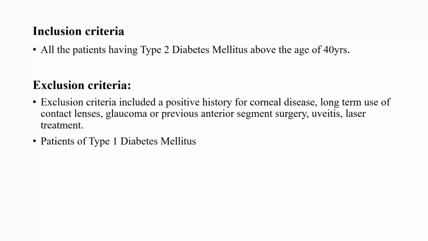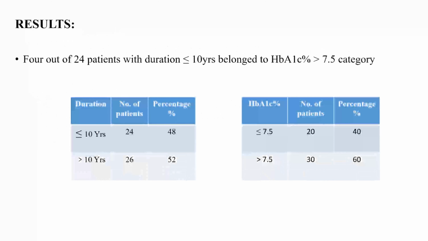Inclusion criteria: all the patients having type 2 diabetes mellitus above the age of 40 years. Exclusion criteria included a positive history of corneal diseases, long-term use of contact lenses, glaucoma or previous anterior segment surgeries, uveitis and laser treatment, and patients of type 1 diabetes mellitus.